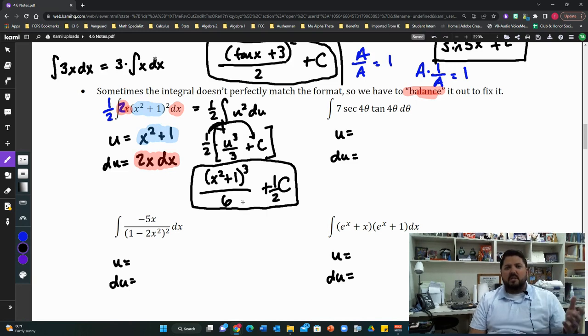Well, that's because c just represents any possible constant value. The idea is, remember that this represents a family of antiderivatives. So what the exact value of c needs to be is really dependent upon an initial condition. And if I don't have one of those, it doesn't really matter what this value of c is. That's why we just use the placeholder.